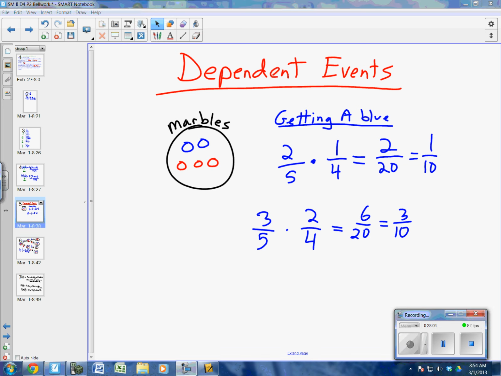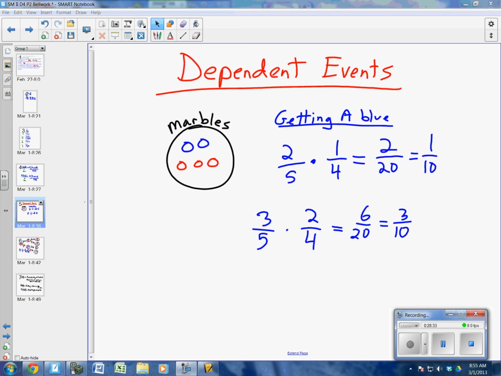We had 2 blue and 3 red, right? Got that? The chances of getting a blue marble first was 2/5. And then after that happened, given that we got a blue marble, we wanted to get another blue marble. So there was a 1/4 chance of that, right? We multiply them together, we get 2/20, which is equal to 1/10. How many of you get that? Okay, Haley.